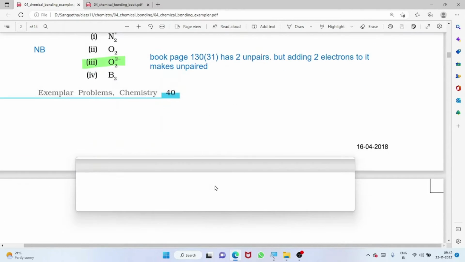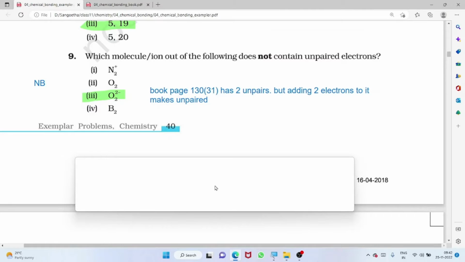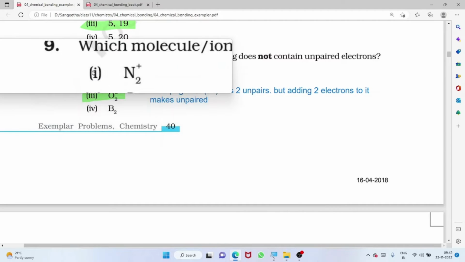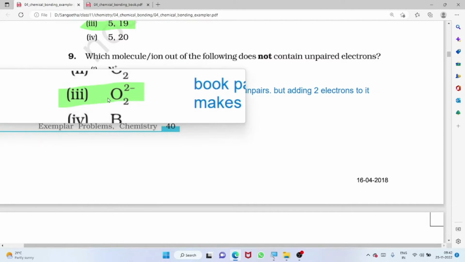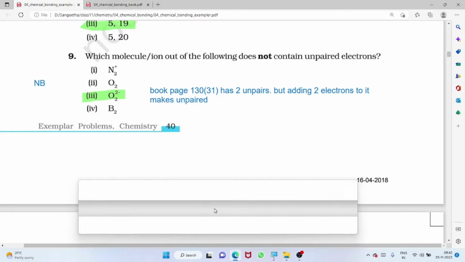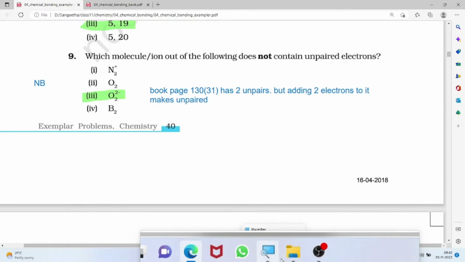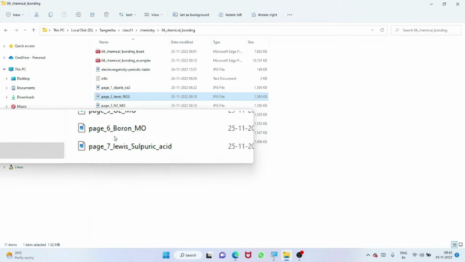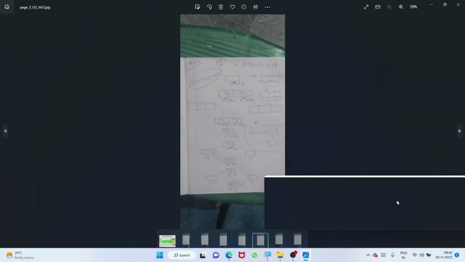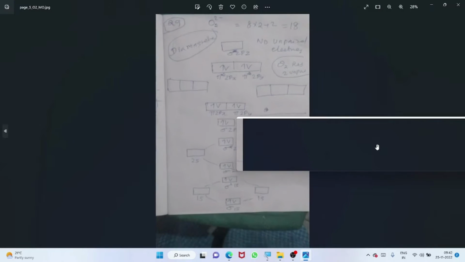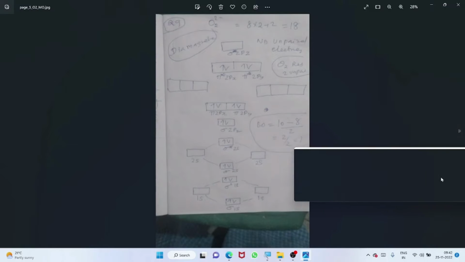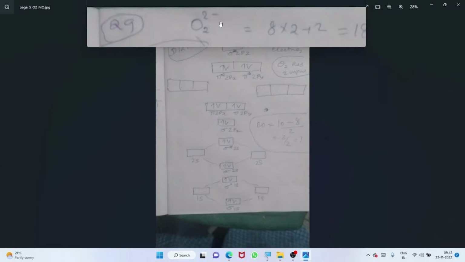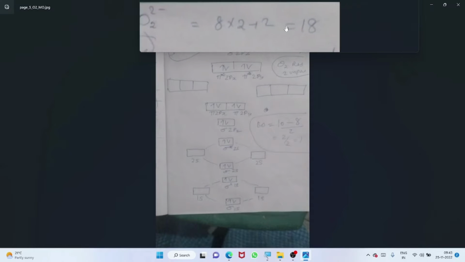Which molecular ion out of the following does not contain unpaired electrons? So you have to draw the molecular orbital diagram of nitrogen and oxygen. I will show you for this O2 2 minus ion. This is the molecular orbital diagram of the O2 2 minus. First you have to find out the number of electrons. O2 has 16, so O2 2 minus has 16 plus 2, 18 electrons.